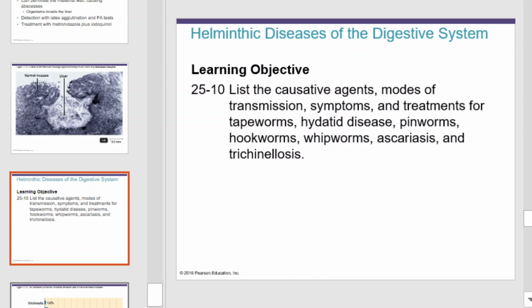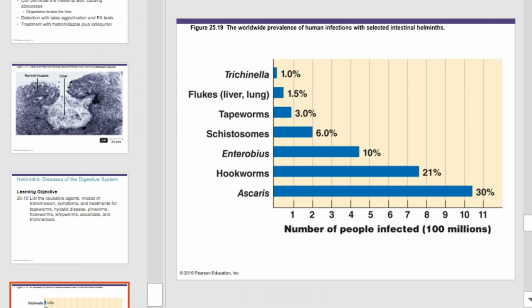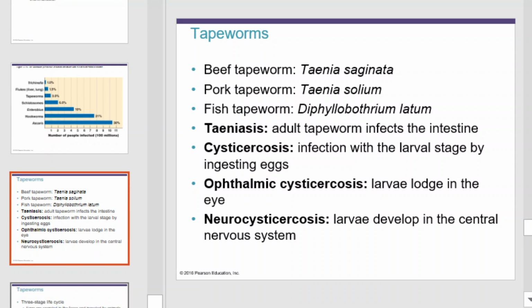Helminthic diseases of the digestive system. Helminthic diseases are worm diseases. Tapeworms are amongst the most common intestinal worms. 1 in 10 people worldwide have some sort of intestinal worm infection. The beef, pork, and fish tapeworms are the 3 common varieties of tapeworms experienced by people.